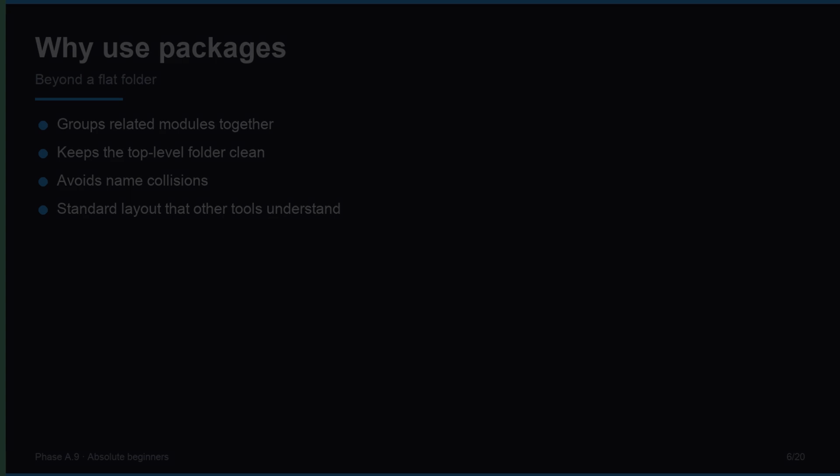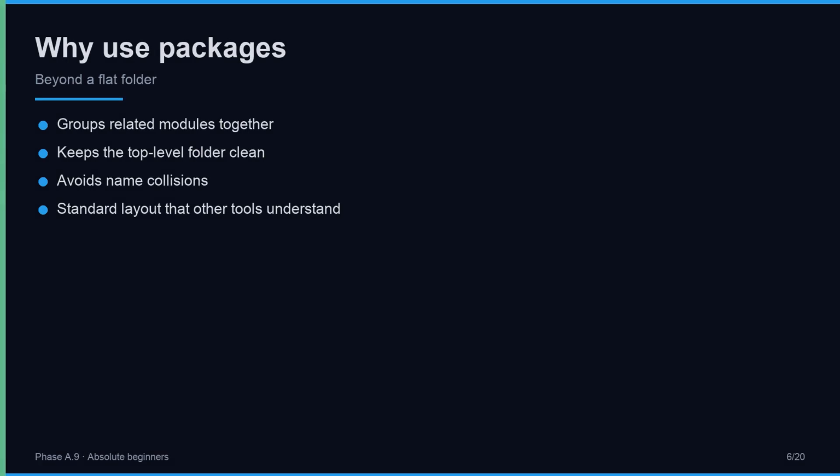Folders with a marker. Why bother with packages when a flat folder of files works? 4 reasons. 1. Related modules live together, utilities, formatting, and validators all inside one package. 2. The top level stays clean, pyproject.toml, SRC, tests, and not much else. 3. Package names prevent collisions. myproject.utilities is unambiguous. 4. Standard layout means every Python tool, from pytest to mypy, knows where to find your code.